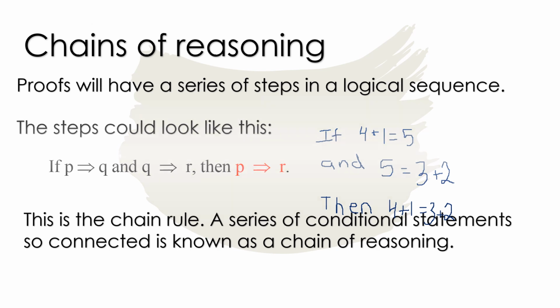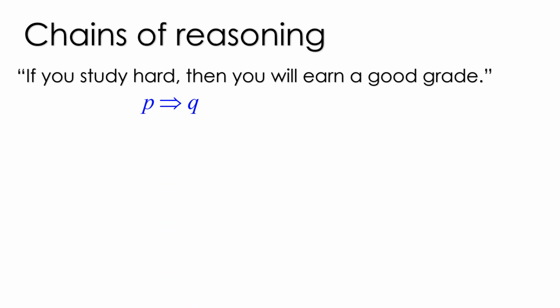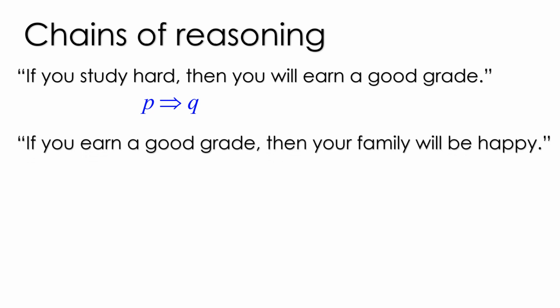Okay, here's an example. All right, if you study hard, then you'll earn a good grade. P is studying hard, Q is earning a good grade. If P, then Q. If you earn a good grade, then your family will be happy. So earning a good grade is our Q. That means your family being happy is our R.